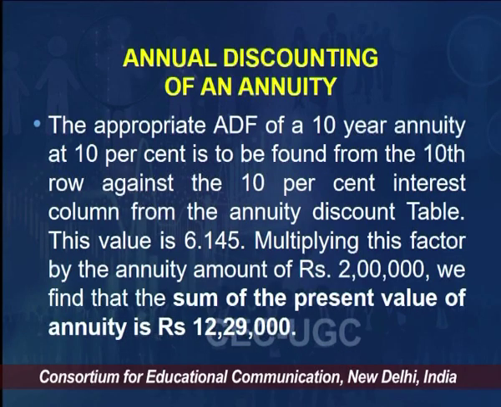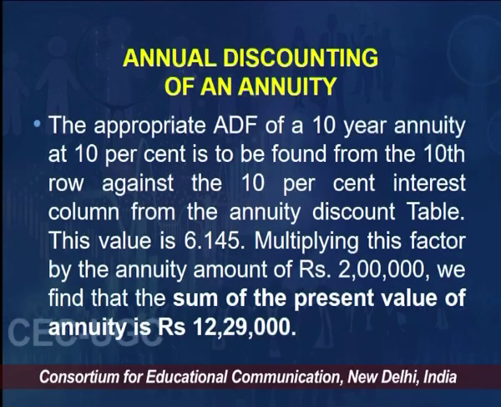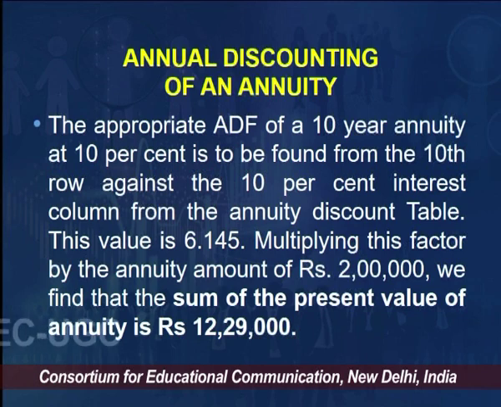As I said, columns indicate rate of interest and rows indicate the number of years, n. So the table will give you a factor of 6.145. We multiply this factor by the annuity amount of 2 lakhs and we can find the present value of the annuity, 12,29,000. So how to comprehend this? Let me explain it to you.